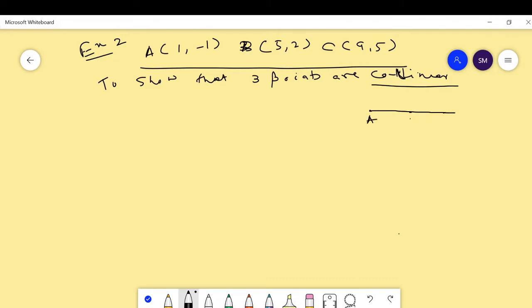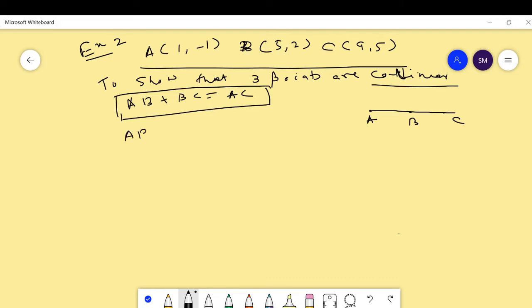Suppose this is A, this is B, this is C. If we prove AB plus BC is equal to AC, then this means the points A, B, C are collinear. Then, by using the distance formula, we find the length of AB.